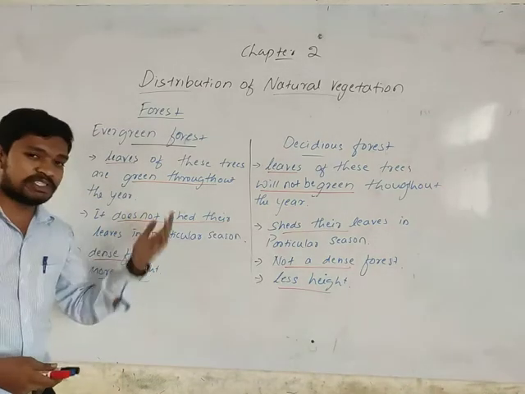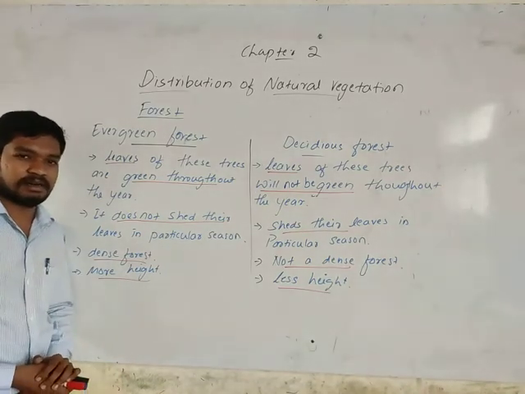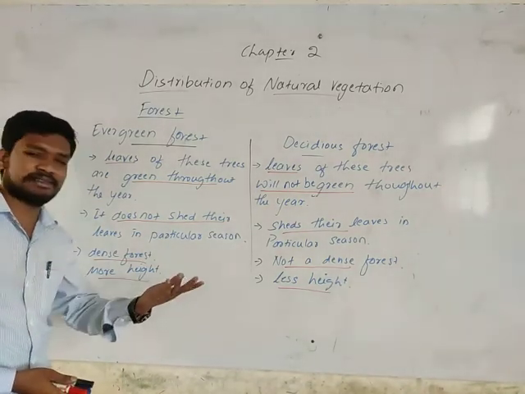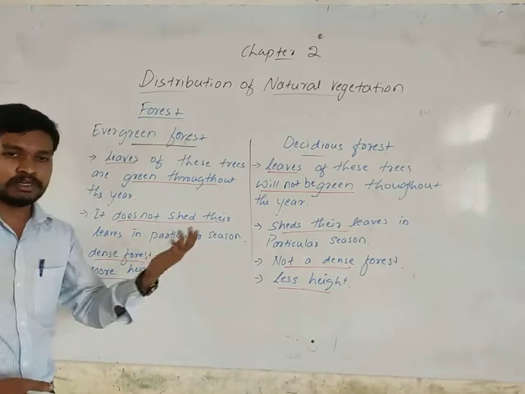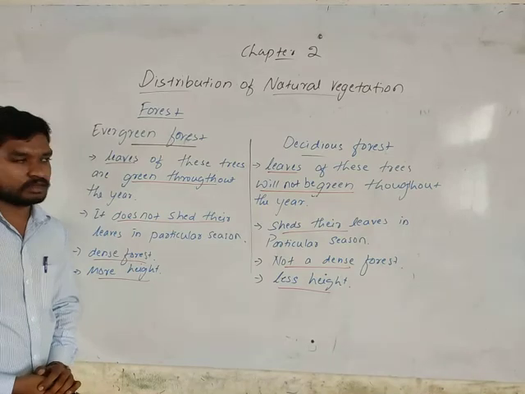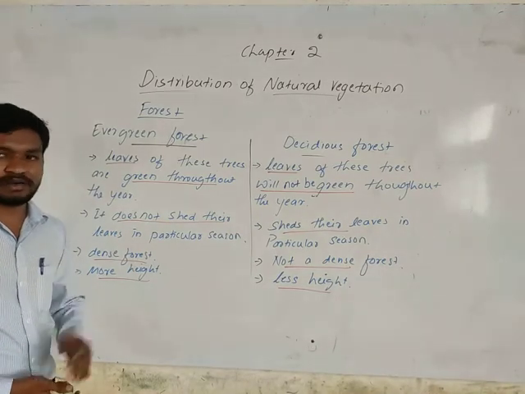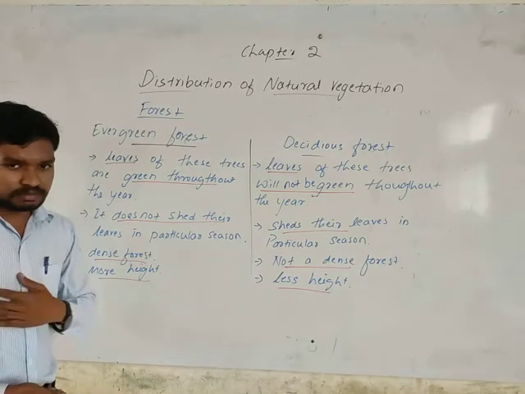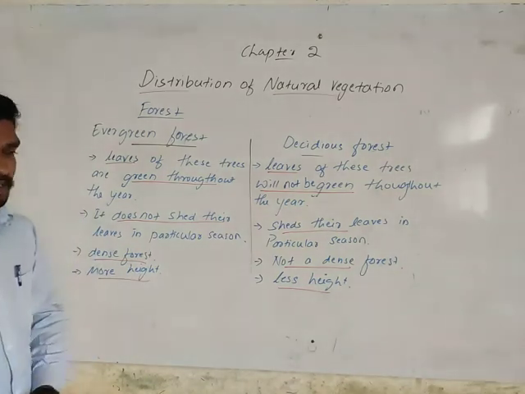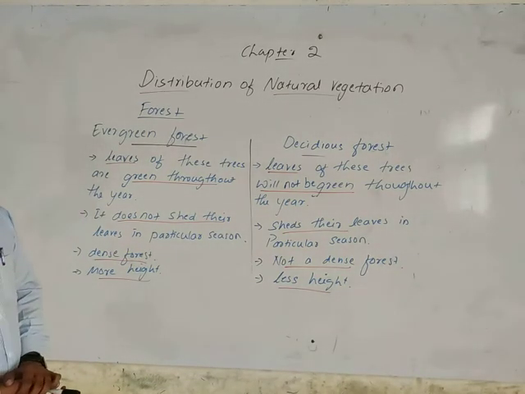And you know this natural vegetation is a renewable natural resource, but we need to use it judiciously. If you don't use it judiciously, or if you are utilizing it continuously without discrimination, you may face a problem in the future. Is it over?